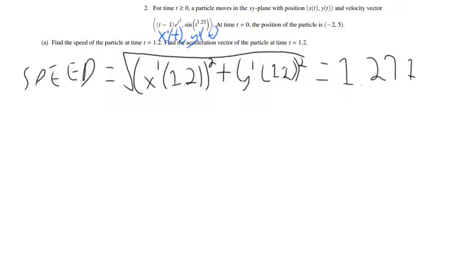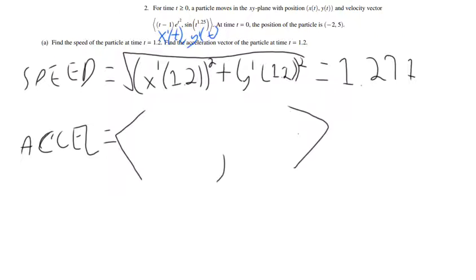Now we have to find the acceleration vector of the particle at time t equals 1.2. Well, we know that acceleration is the first derivative of velocity. So for the acceleration, it's going to be a vector, so let's just open a vector like this. And we know it's going to be x double prime of 1.2 and y double prime of 1.2.